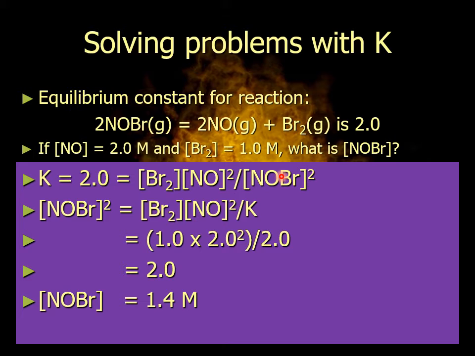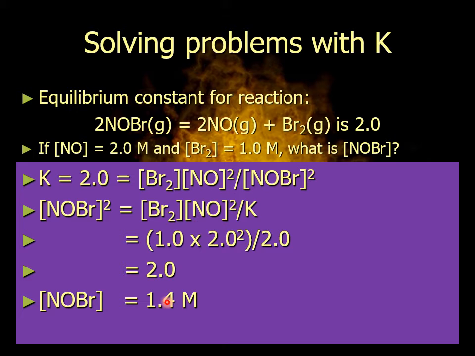So again, a bit of quick rearranging. Multiply both sides by NOBr squared. Divide both sides by K. So this is my rearranged expression for K. So the product's concentration divided by K. Sub in the numbers, which I made pretty easy in this example. So 1.0, 2.0 squared for the NO divided by 2.0. So that all falls out to be 2.0. But note, that's not the answer, because it was NOBr squared. So I need to take the square root, which gives me the final correct value.